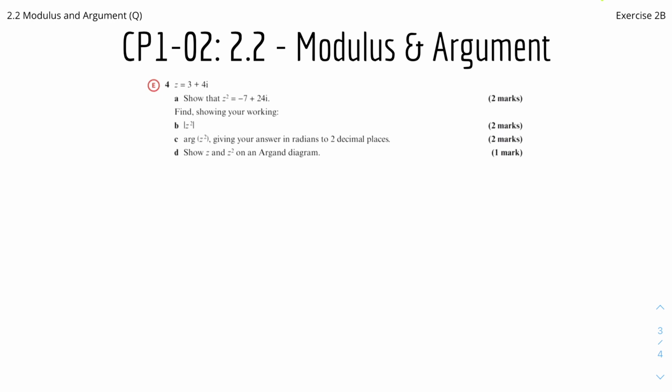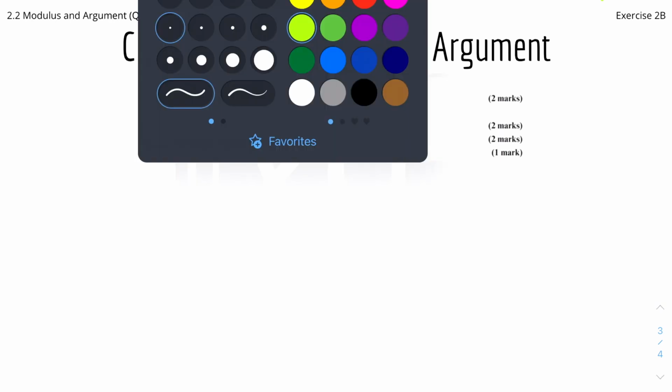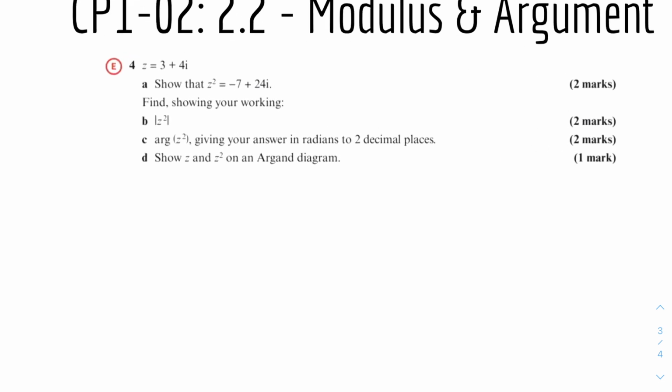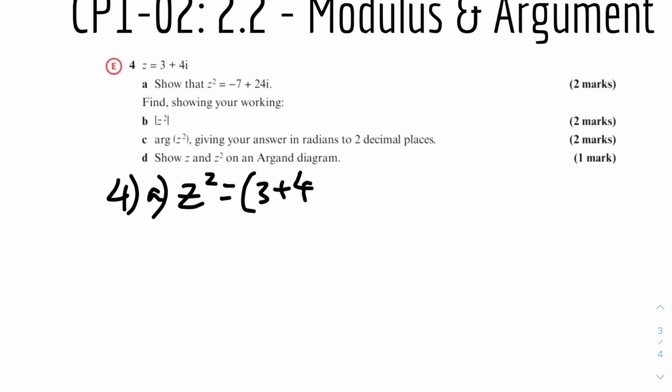Then we have the second question. z equals 3 plus 4i. Show that z squared equals minus 7 plus 24i. It's just a matter of expanding the bracket. So z squared will be equal to 3 plus 4i times 3 plus 4i, so you use the FOIL method to expand brackets.